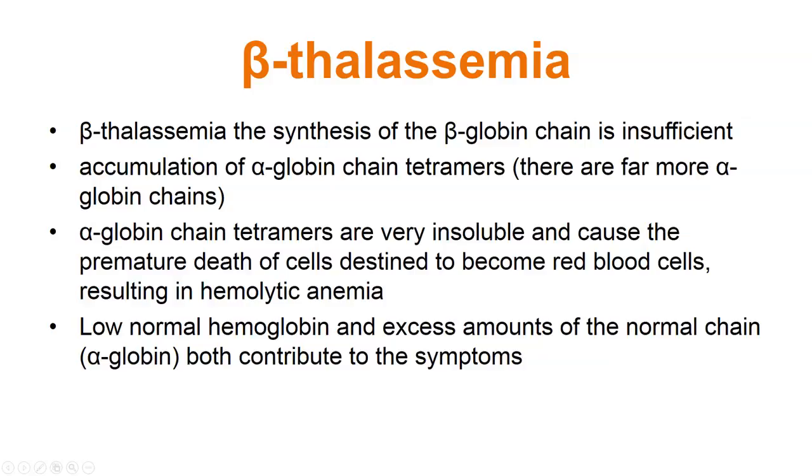So with the beta thalassemias, you have a double whammy. You don't have enough beta chain, so that's already causing an anemia. In addition, the alpha chain tetramers that accumulate are also toxic. They precipitate out and cause red cell turnover and a hemolytic anemia. So that contributes to the symptoms. Both of those contribute to the symptoms.